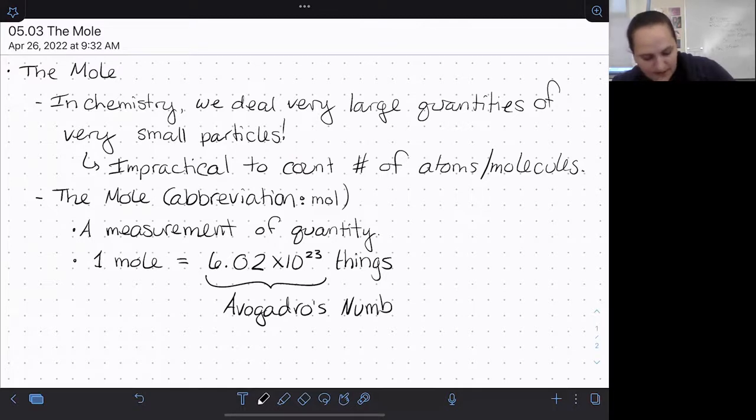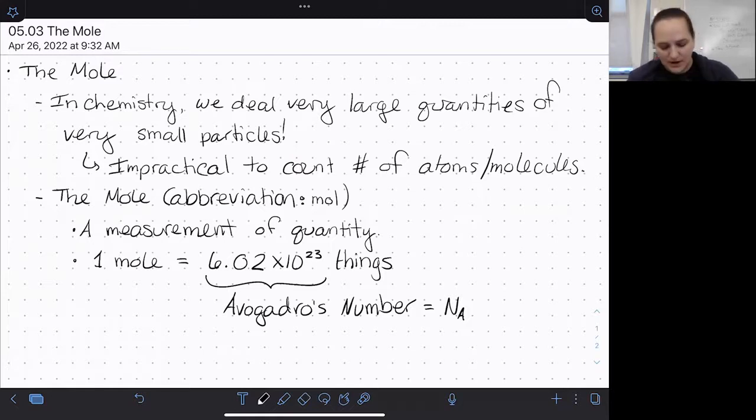A scientist by the name of Amadeo Avogadro was the guy who came up with this concept of sort of an easier way to count things. It is technically defined as the amount of a substance that has the same number of particles found in exactly 12 grams of carbon-12. That is where this number came from. You don't really specifically need to know that. You just need to be able to use this number.